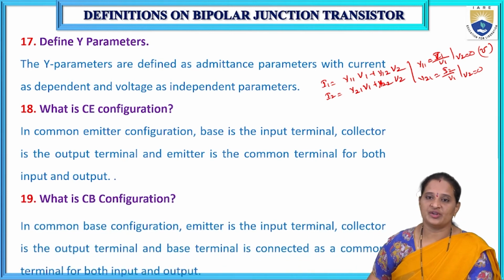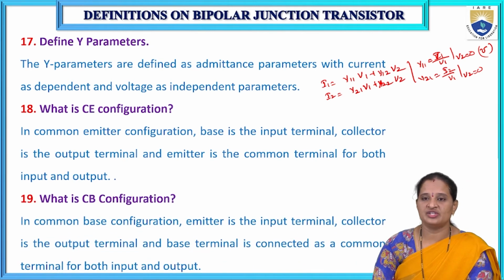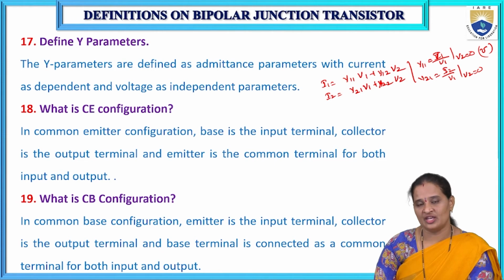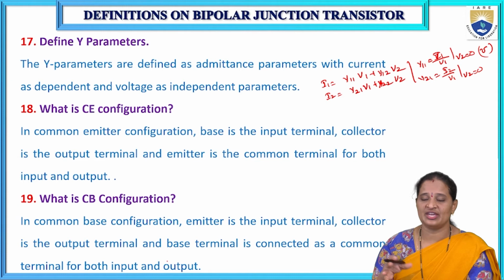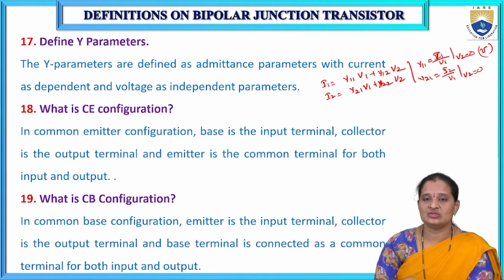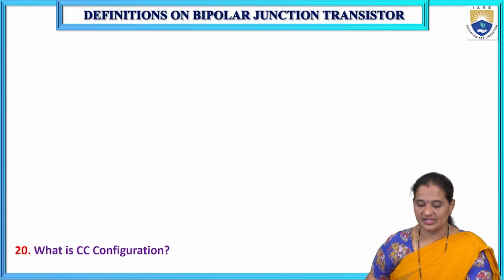Common base configuration. The configuration in which the emitter is considered as input terminal, collector is considered as output terminal, and the base terminal is taken as the common terminal between the input and output is known as common base configuration.